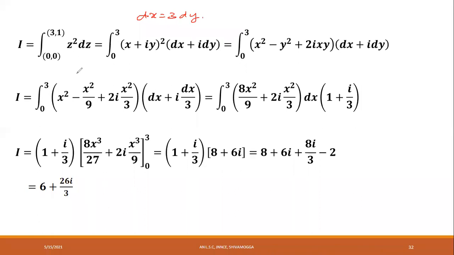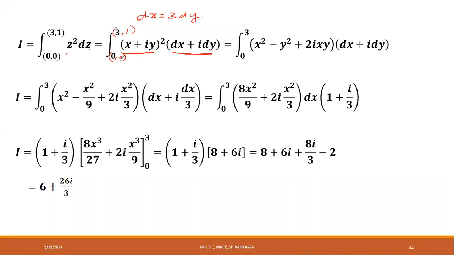The integrand is z square into dz. Z is equal to x plus iy. Therefore, z square is (x plus iy) whole square, and dz is equal to dx plus i into dy. The path is from (0, 0) to (3, 1).